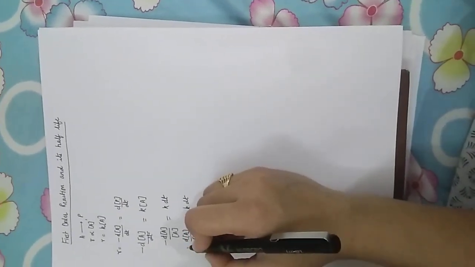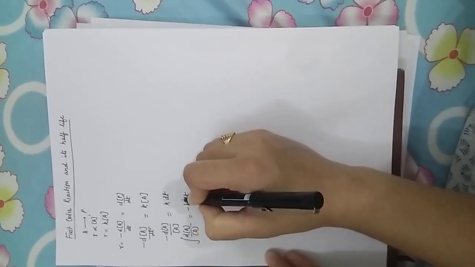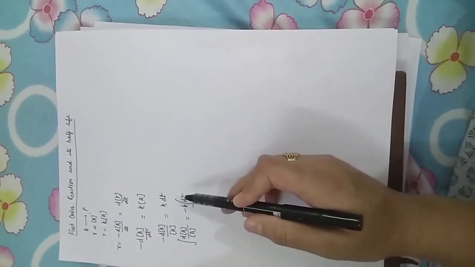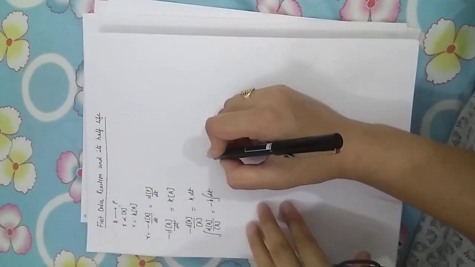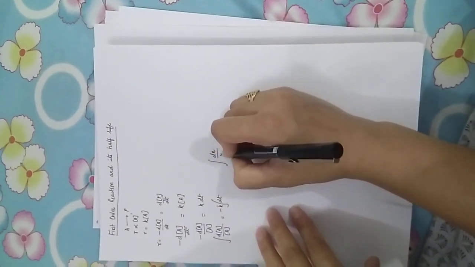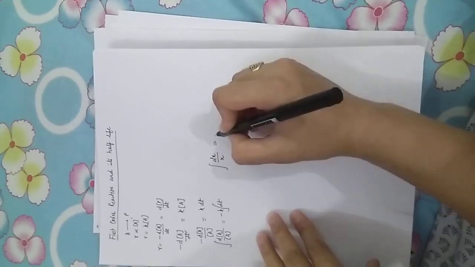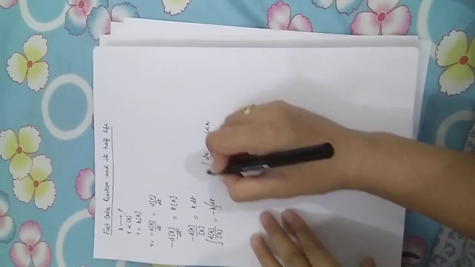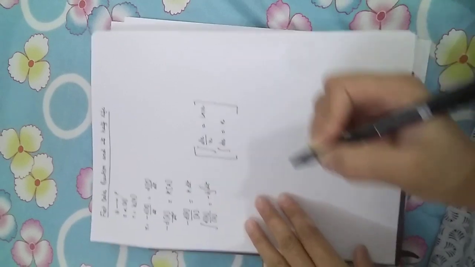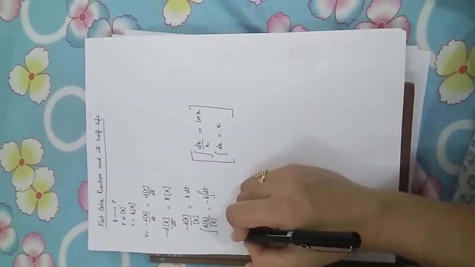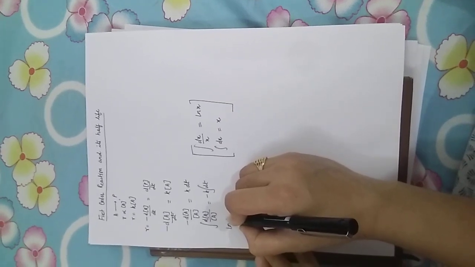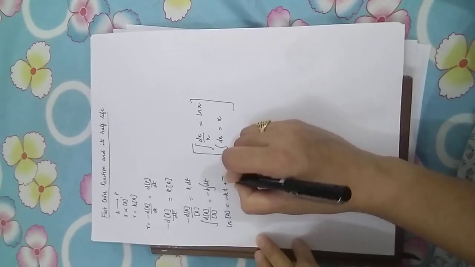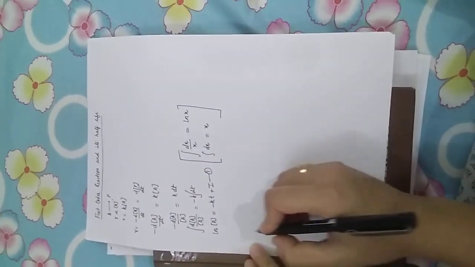Now integrating both the sides, what we will get here: minus K is constant, so we will keep this outside the integration. Now we will use two formulas. If we have an integration of dx by x, then we get ln x, and if we have integration of dx, then we get x. So these are the formulas of integration. These two formulas we will apply here, so we will get ln of A equal to minus K T plus our integration constant. So let's say this is our first equation.